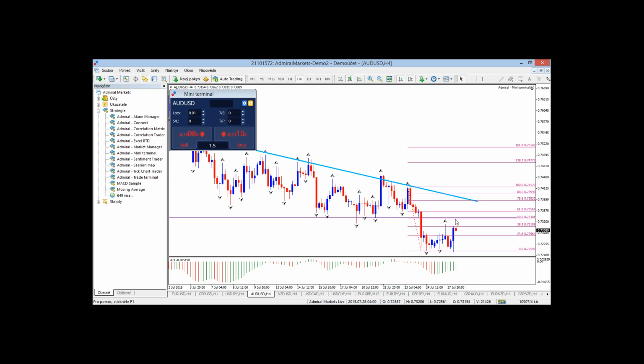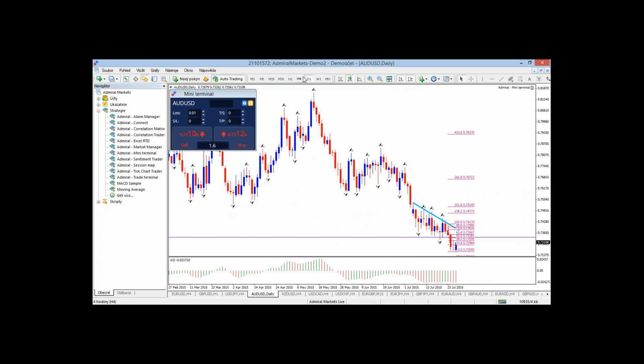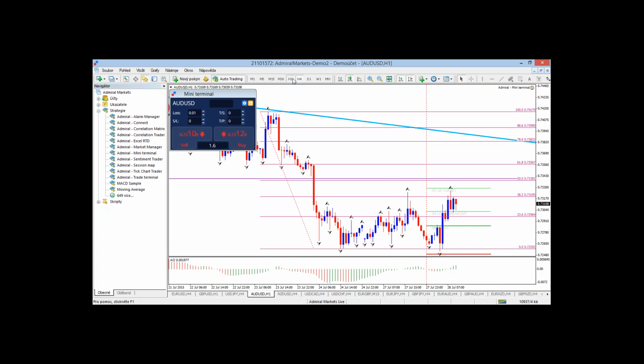Aussie is at the 50 fib at 73.40 right here. 61.8 fib. This is, yeah, making a retracement now. It's quite a small range. We can probably see that the Aussie did not make a lot of movement.